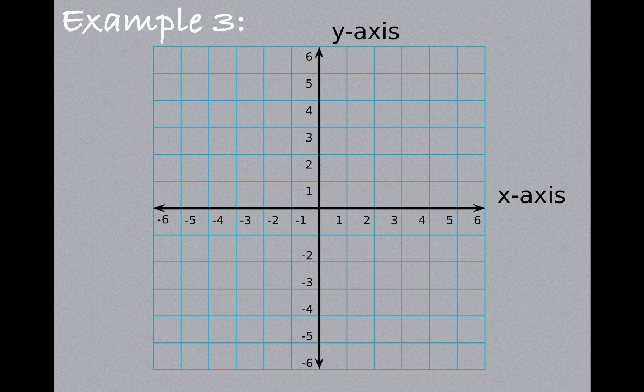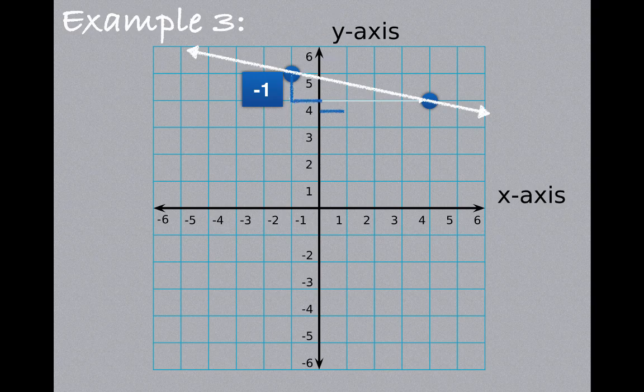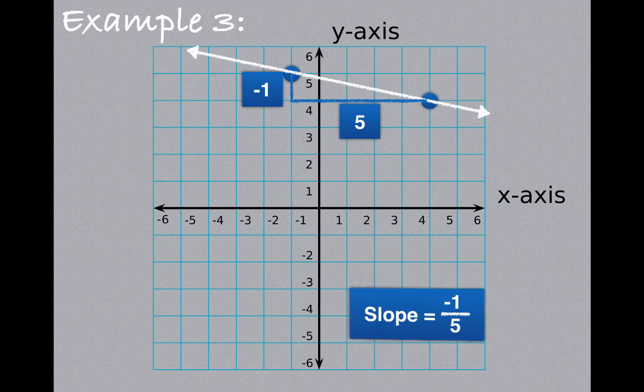Okay, let's look at example 3's line right here. We'll notice from left to right it's going downhill, so we'll start right here with the leftmost point and check to see how far we're going down. When we count our spaces, we went down 1 space, which would be a rise of -1, and when we check to see how far we go over, 1, 2, 3, 4, 5 spaces over, so our run would be 5. The slope of this line, rise over run, would be -1/5.